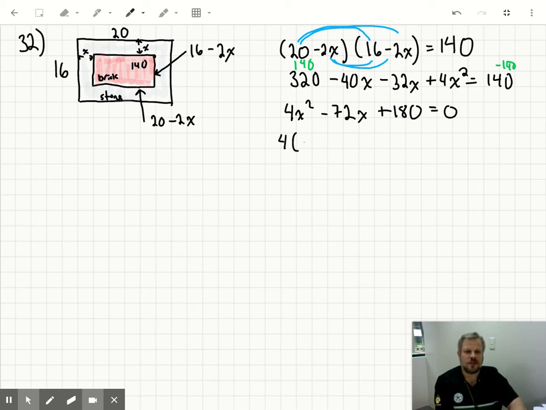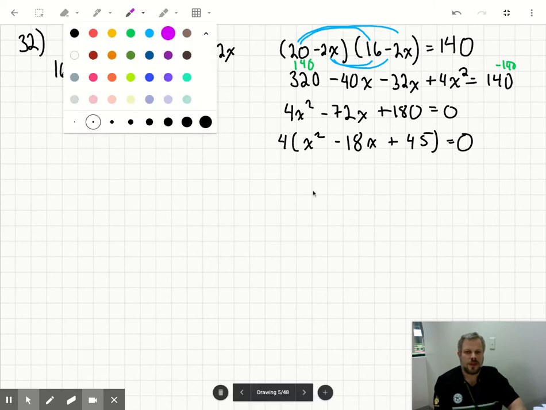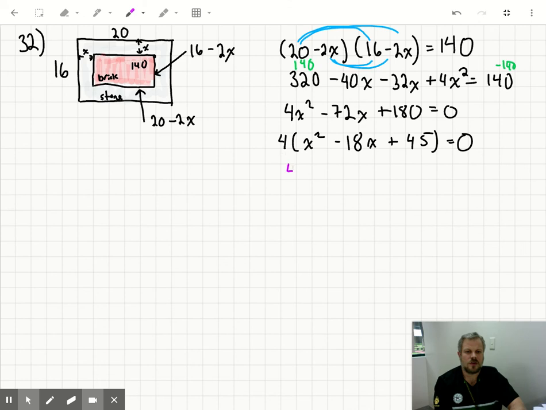That's going to be nice now. So x squared, and then it would be 36 and 2, so minus 18x plus 45 equals 0, and then we can factor that, right? So maybe I'll change colors. So we've got 4, and we've got x. It's a simple trinomial, right?